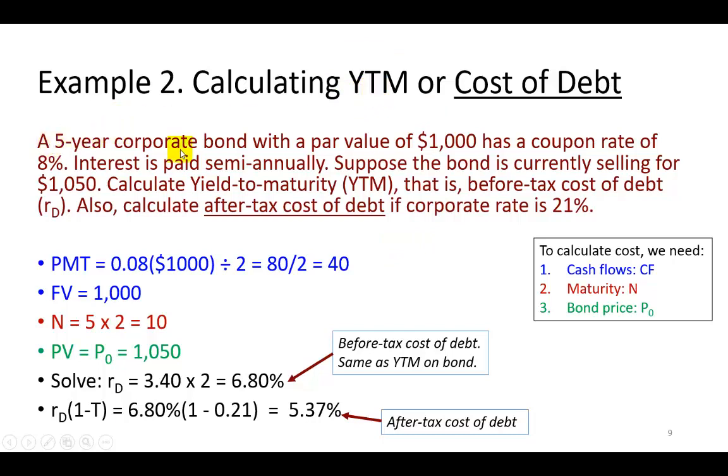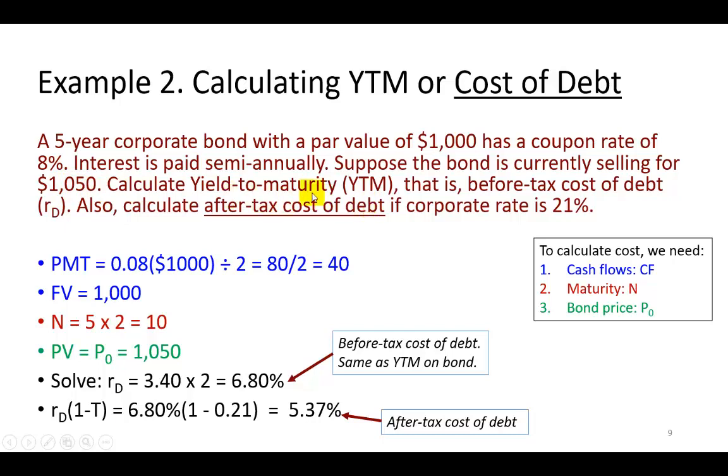It says a 5-year bond with a par value of $1,000. Again, that's pretty standard. If it isn't given, you have to assume it. It has a coupon rate of 8%. Interest is paid semi-annually, and by the way, bonds typically pay interest semi-annually. So now suppose the bond is currently selling for 1,050. That's a premium bond because it sells for more than $1,000.